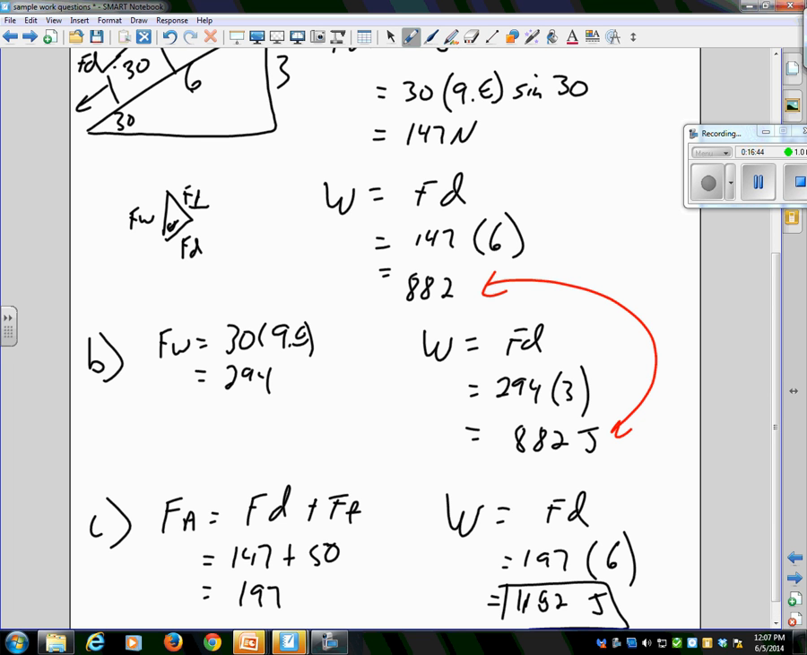Where does the extra work go? Where does the extra energy go? Heat. It has the same potential energy at the top whether it was pushed or lifted there.